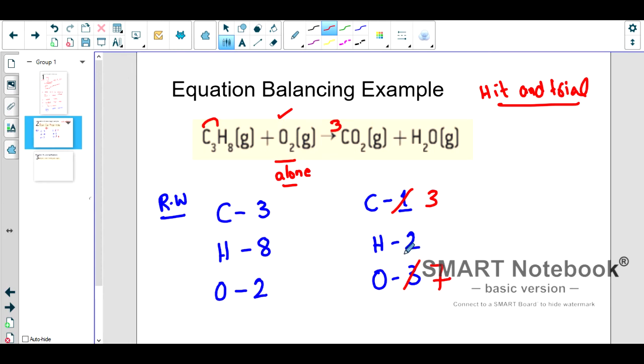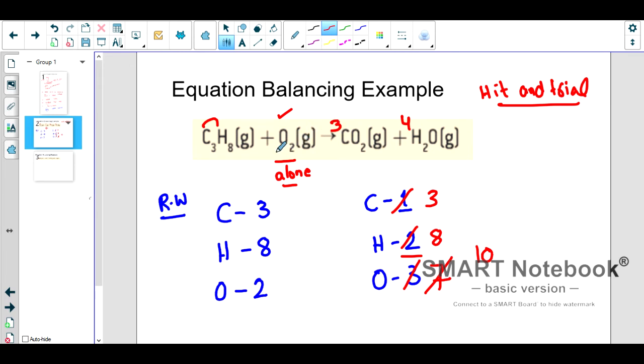So how can I make this 8? By multiplying it with 4. When I times it by 4, hydrogens also become 8, but it will change the oxygen. So now 3 2s are 6, 6 plus 4 is 10. Now I have 10 oxygens. Here I have 2, here I have 10.